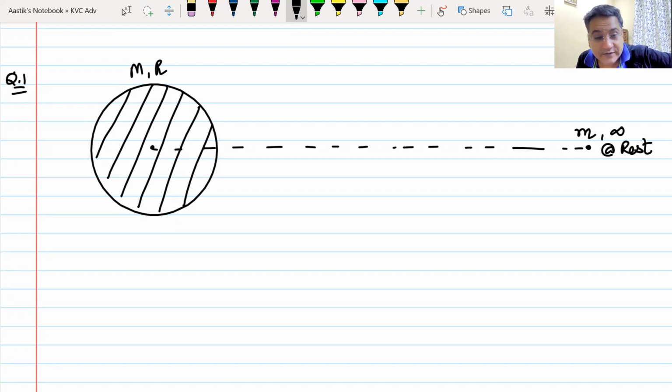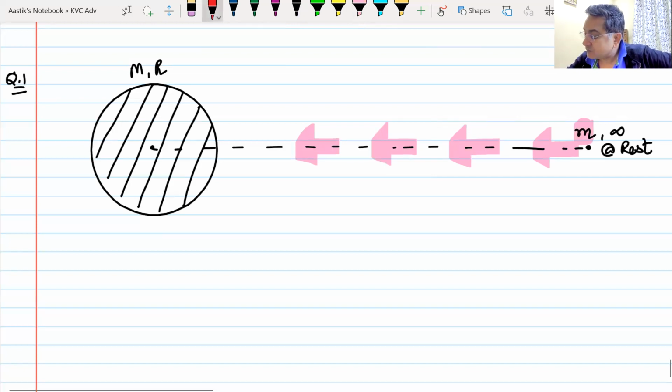The name of this chapter is Gravitation. So please understand that. There is a planet, a big mass, and then there is a small mass very far away from it. What will happen to this small mass? It will get attracted. It was at rest, it will start moving. Let us say it moves along this line. It will strike the planet with some velocity v, yes or no?